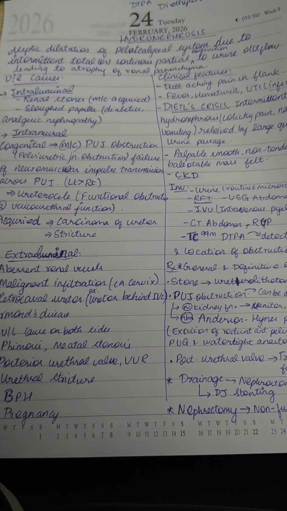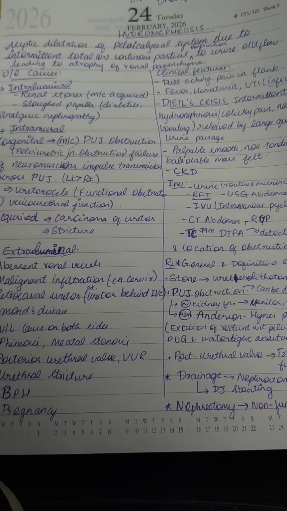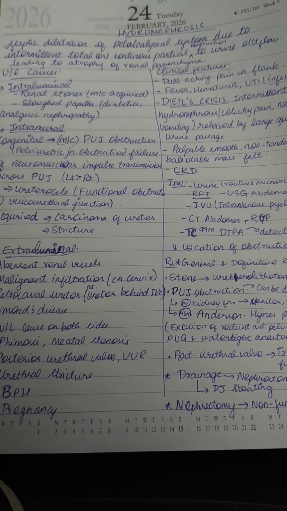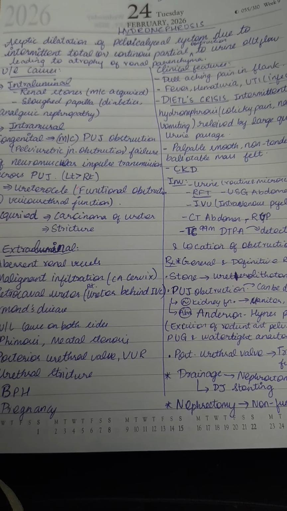Guys, let's see about hydronephrosis today. It is the aseptic dilatation of the pelvicalyceal system of the kidney due to intermittent total or continuous partial obstruction to urinary flow, leading to atrophy of the renal parenchyma.